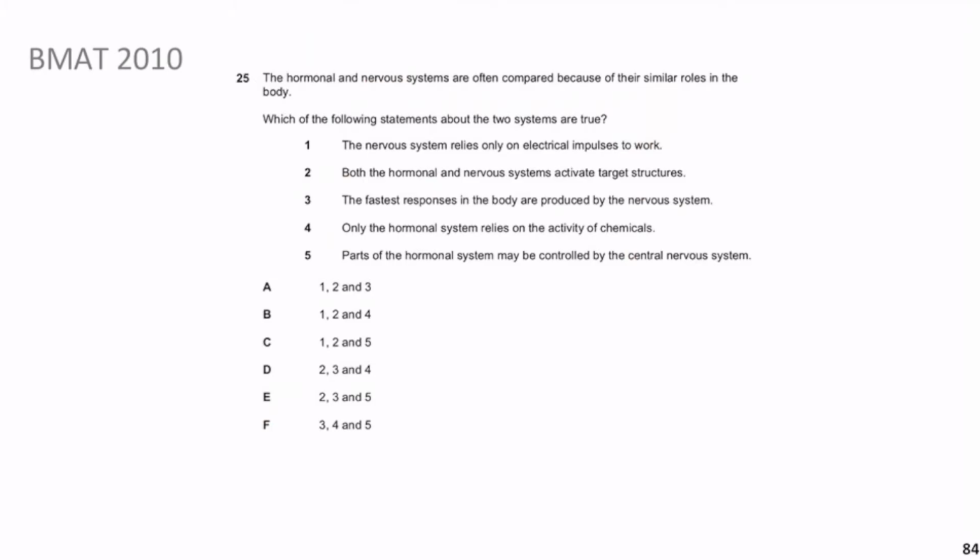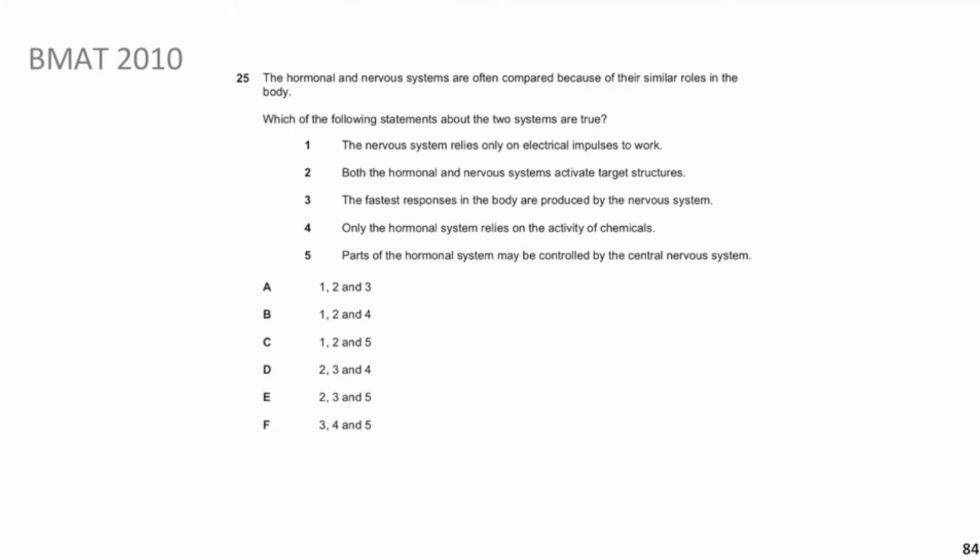The hormonal and nervous systems are often compared because of their similar roles in the body. Which of the following statements about the two systems is true? So guys, we've done something similar before. Pause the video, make sure you're back, and be sure to come back after that minute where we'll be going through the solution.